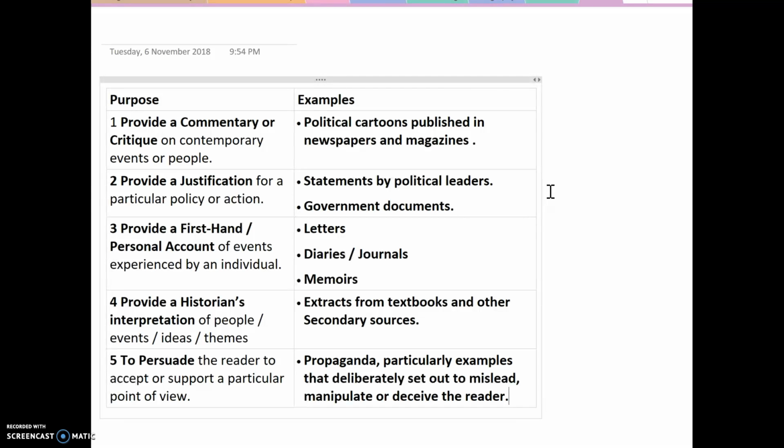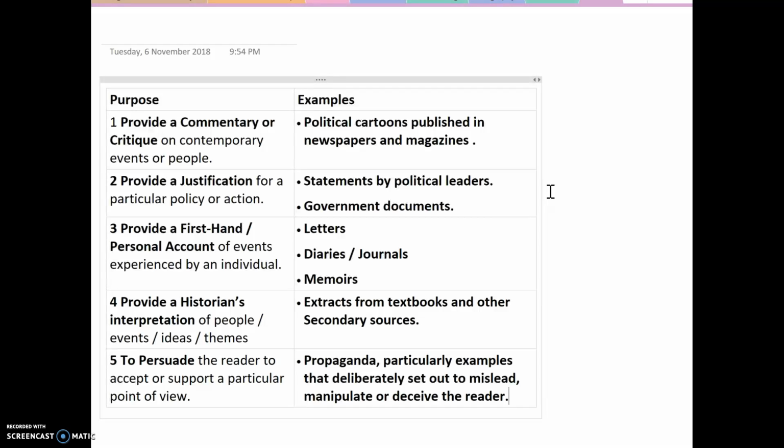Now, the next examples are letters, diaries, journals, and memoirs, which are a bit like an autobiography in some ways, where they're looking back at their lives. This is to provide a first-hand or personal account of events. It could be to reassure someone that they're okay. If it's something that's going to be published, it will probably just be to provide that first-hand account, and that's the purpose.